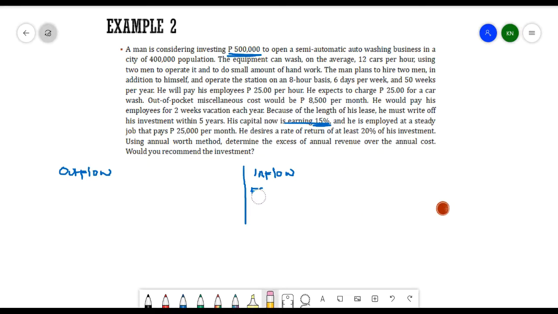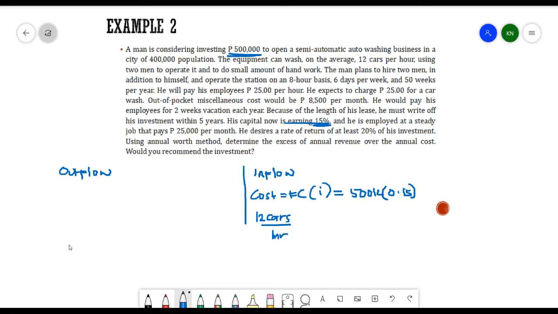So the cost now is equivalent to FC times i, which is equivalent to 500K times 15%. Again, the equipment can wash 12 cars per hour, so that is the profit that you have. So you have 12 cars per hour.